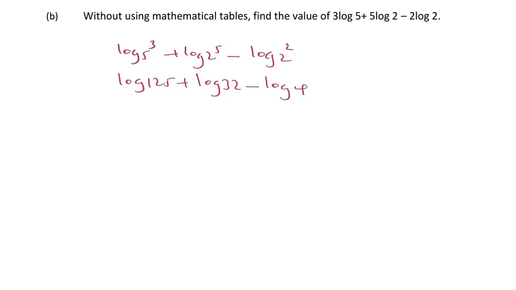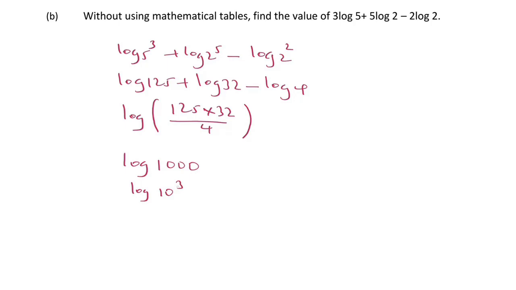Okay, so next we are going to apply the product and quotient rule. Then we have log, in brackets, 125 times 32 over 4. Simplifying this, we have log 1000. Okay, so next we are going to express this 1000 as a power of base 10. Then we have log 10 power 3.